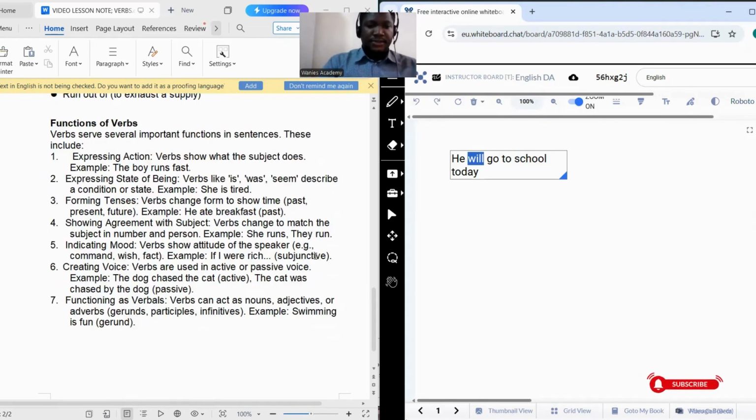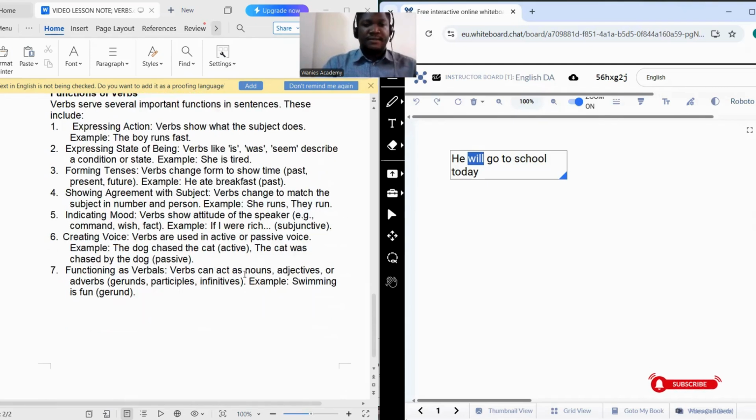Now, verbs also create voices. Verbs are used in active and passive voice. For example, the dog chased the cat is an active voice. The cat was chased by the dog is a passive voice.